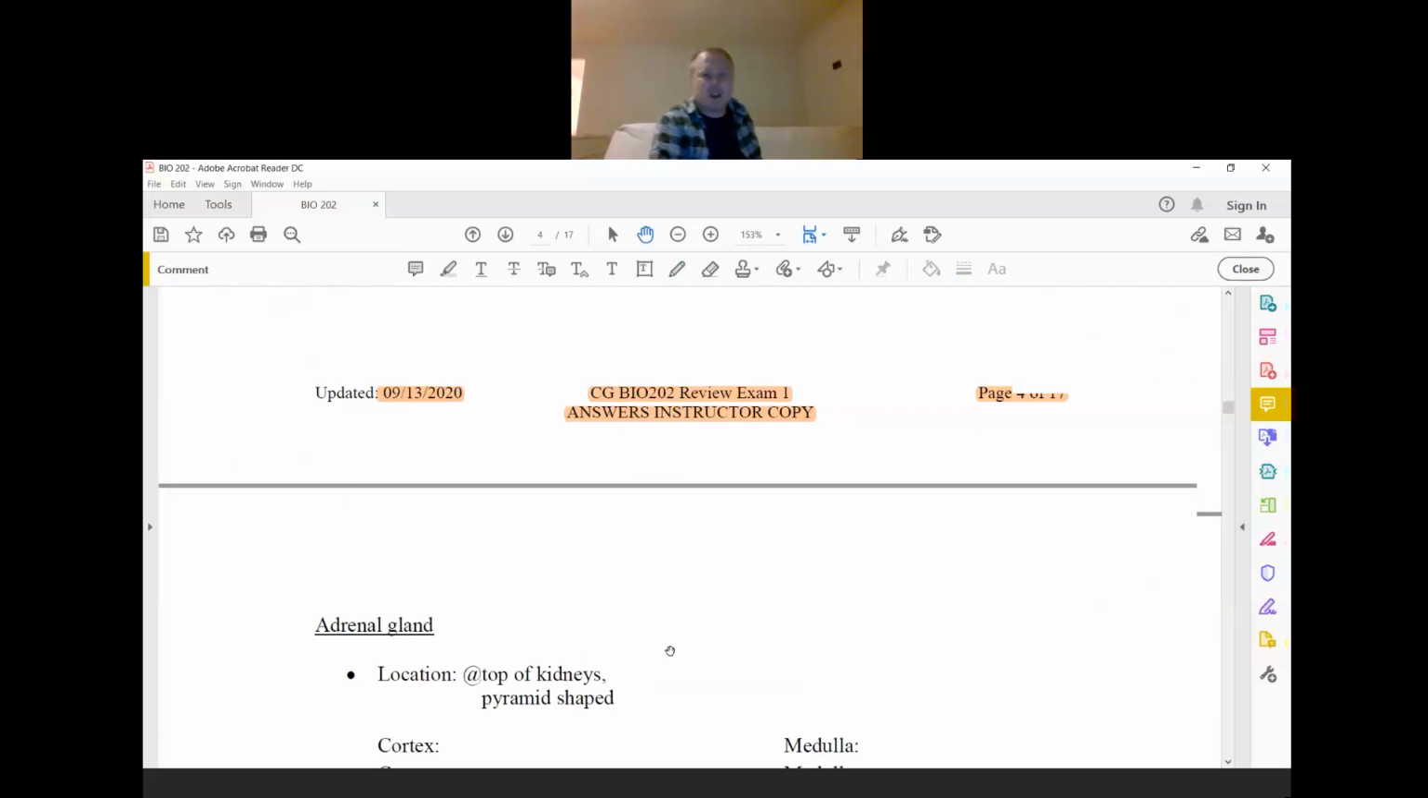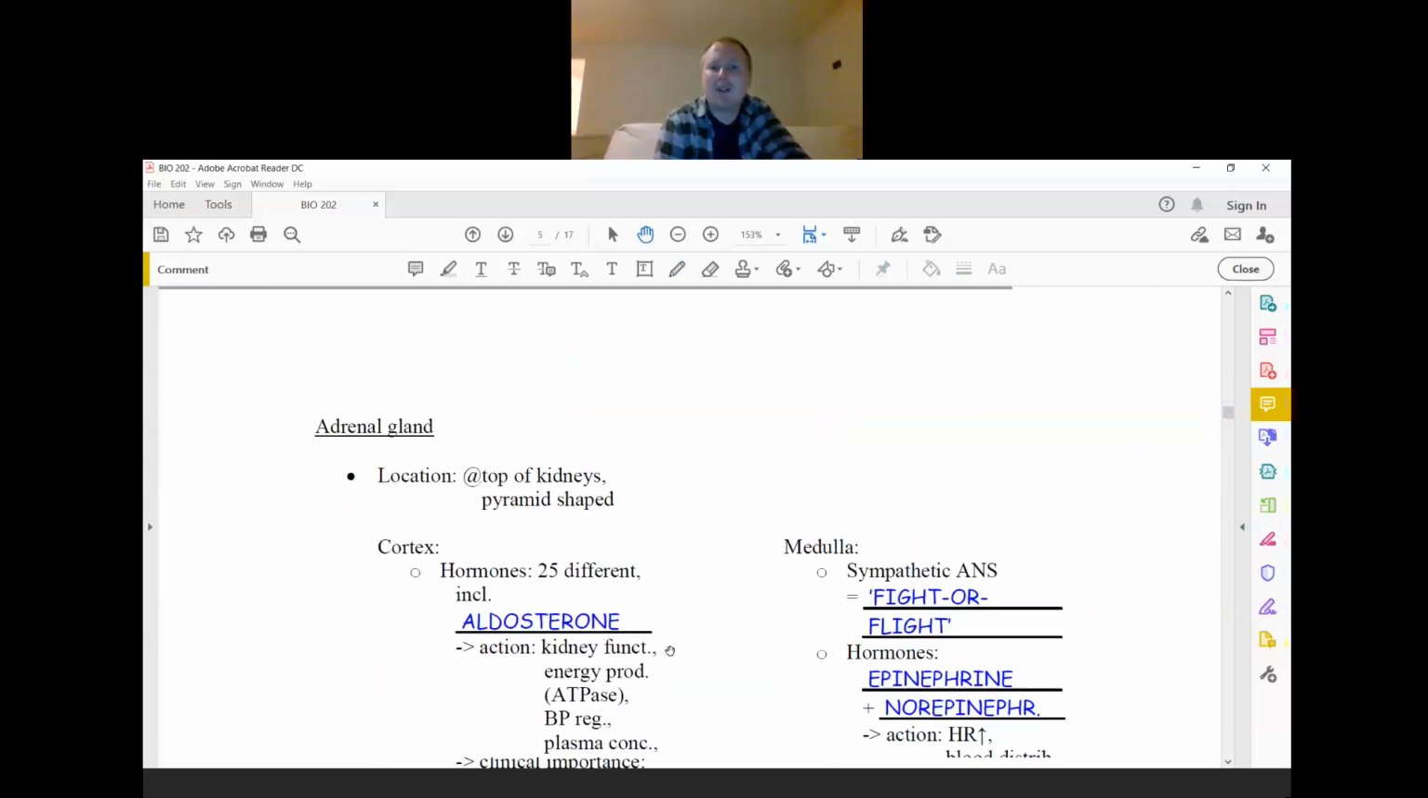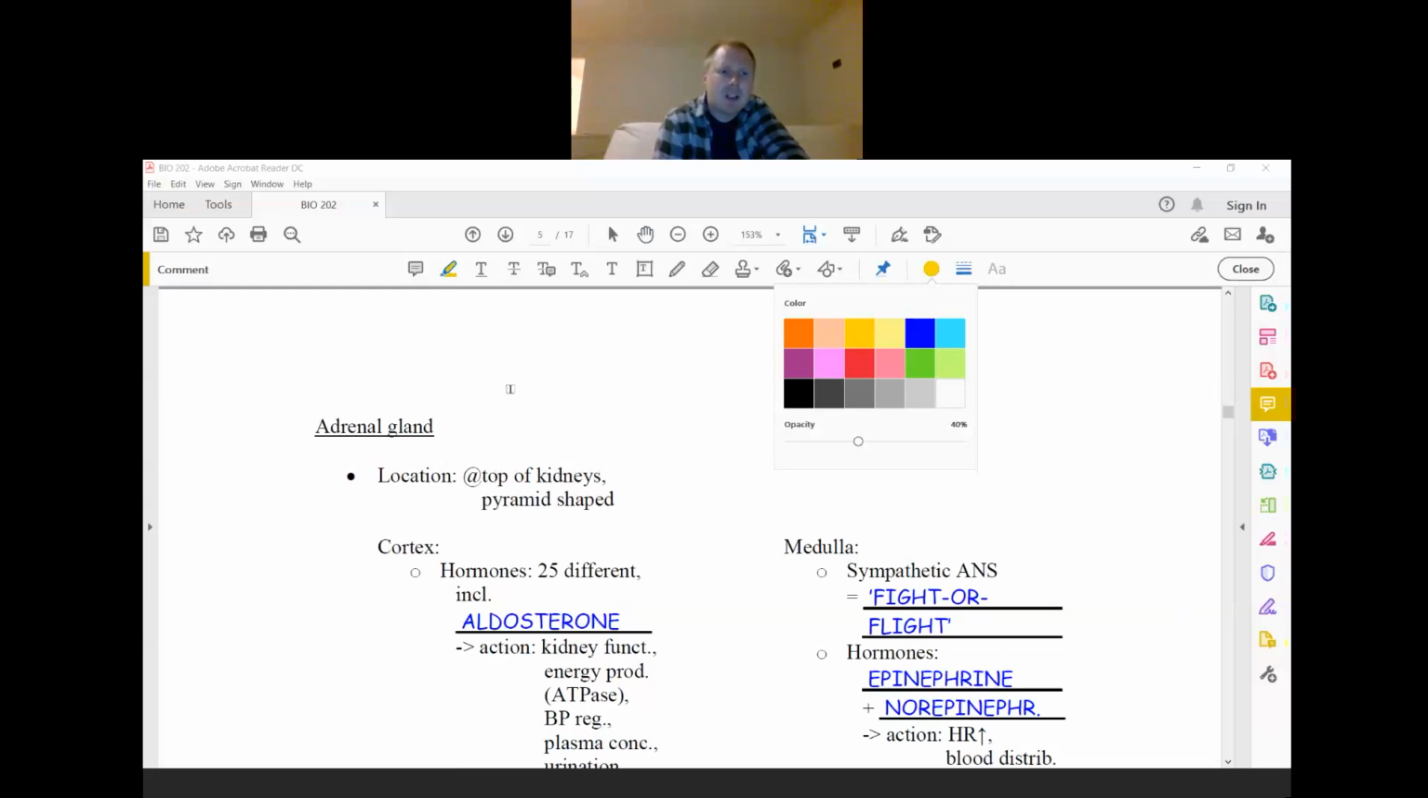What I want to do next is have a look at the adrenal gland with you. And what we'll remember from the adrenal gland was that it was located on top of the kidneys.